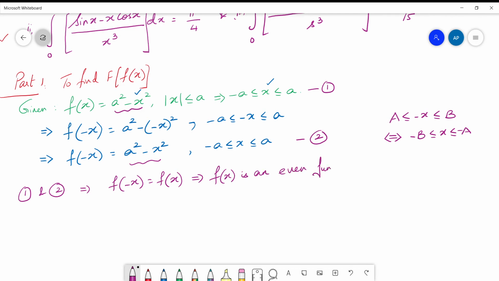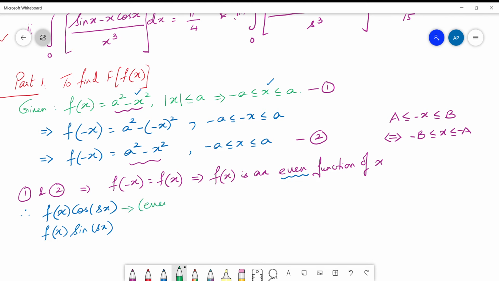So we have found the nature of f of x, and that is an even function. And now that it's an even function, what do we have to proceed further to find the nature of f of x cos sx and f of x sin sx? So what will the first one be? The f of x is even, we just now proved, cos is even, and therefore the result is again an even function. It's an even function of x. And look at the next result. Here it is an even function and it is an odd function.